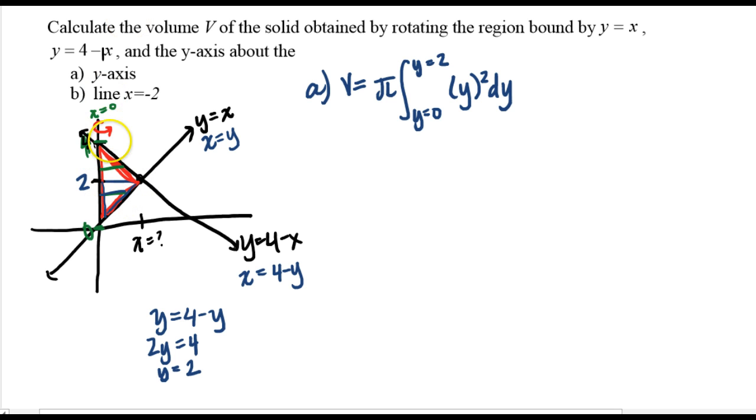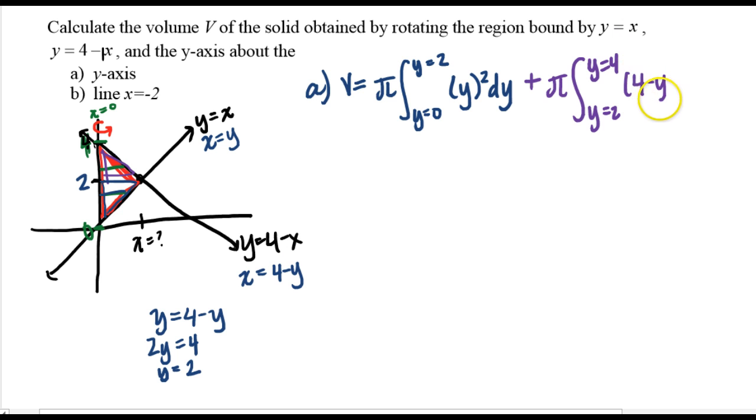And now I need to rotate the top triangle around the y-axis, so I'm going to add plus pi times the integral from y equals 2 to y equals 4 now. So my limits of integration on the y-axis go from 2 to 4 on this triangle. And the right function, this purple function with a negative slope, is 4 minus y.